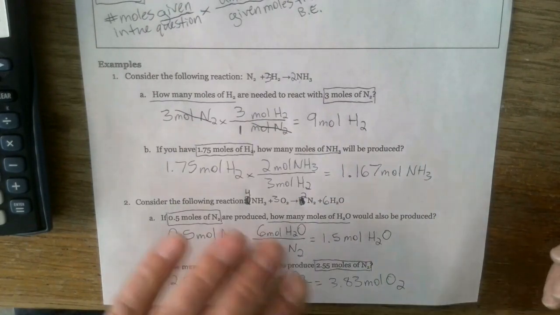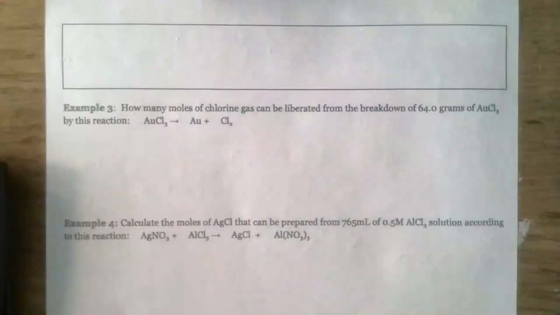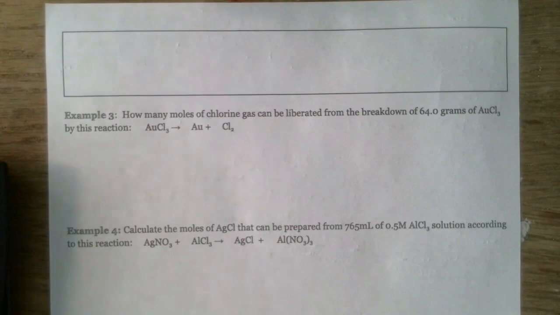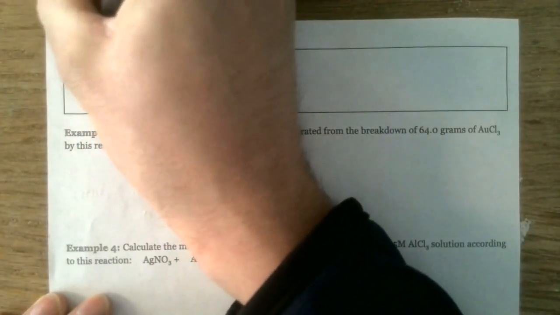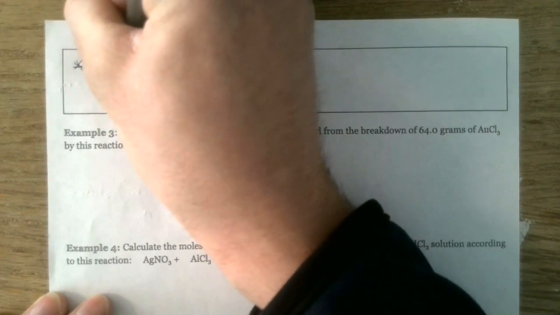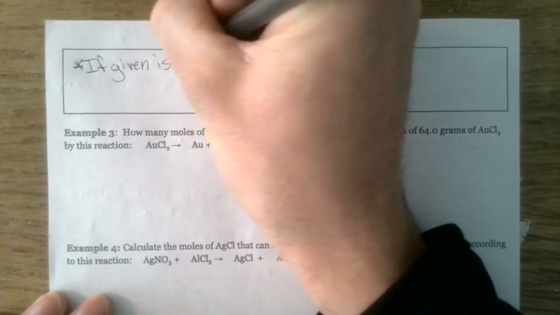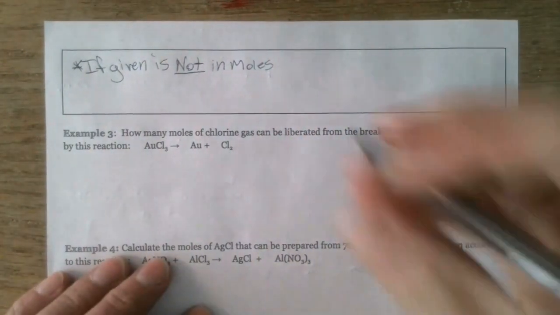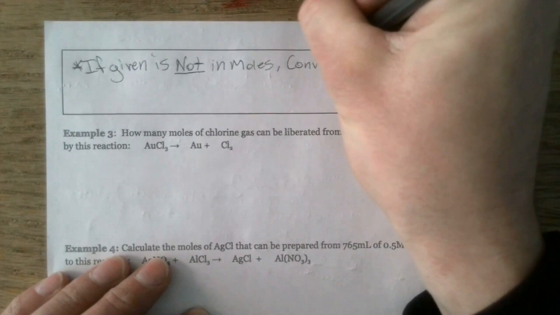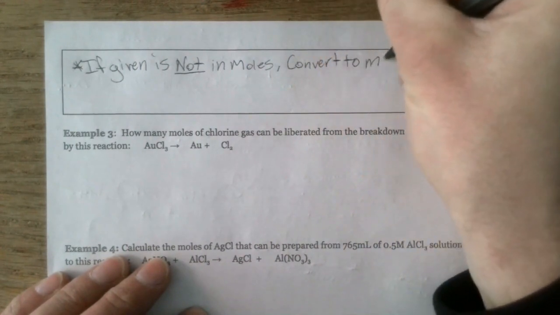Okay, so let's go ahead and now add a layer of complexity. Let's say, for example, that we don't have our given in the unit of moles. If the given is not in moles, we need to convert to moles first.